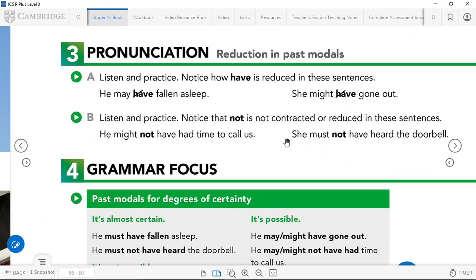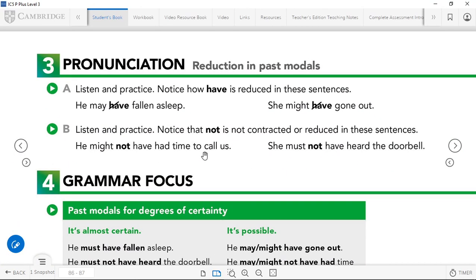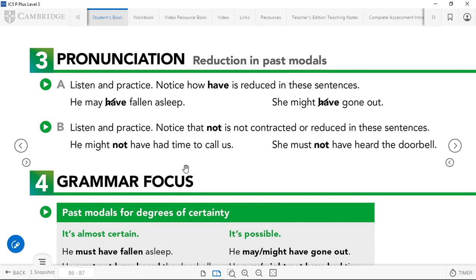Reductions in past modals. I really like the pronunciation parts. Okay, we're gonna first listen to both parts, and then we're gonna practice, okay? So pay close attention and listen, then we're gonna practice.